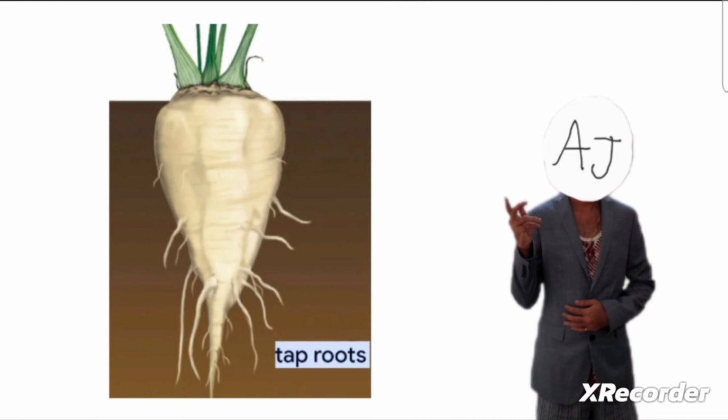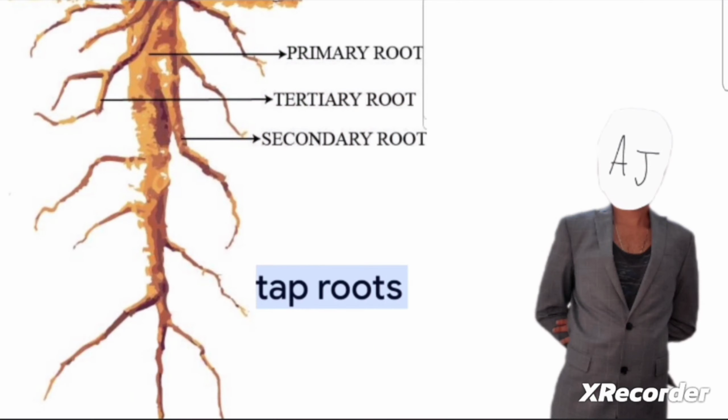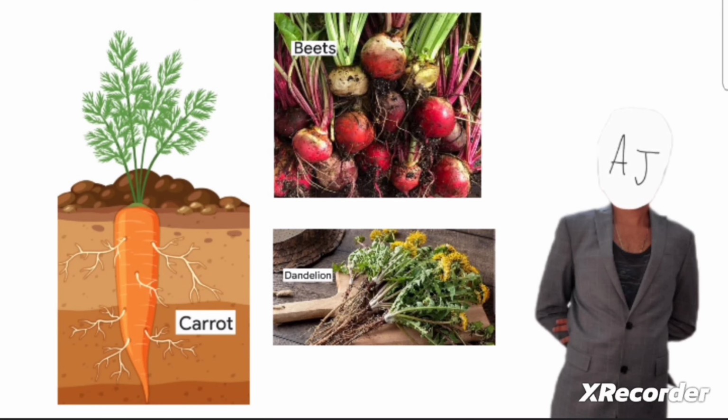A tap root is a thick, centrally located root structure that grows vertically deeper into the soil. The taproot system consists of one thick main central root called the primary root, smaller roots that branch out from the primary root called secondary roots, and tertiary roots. Plants with these roots include carrots, beets, and dandelions.